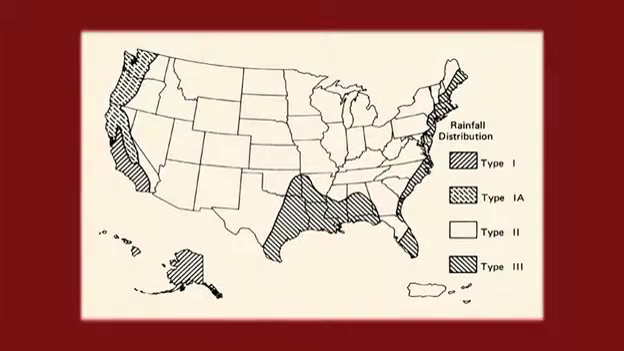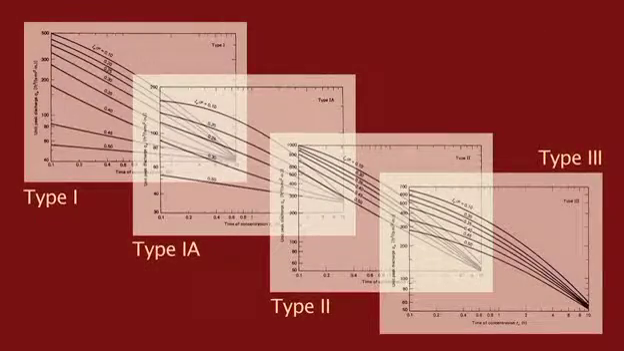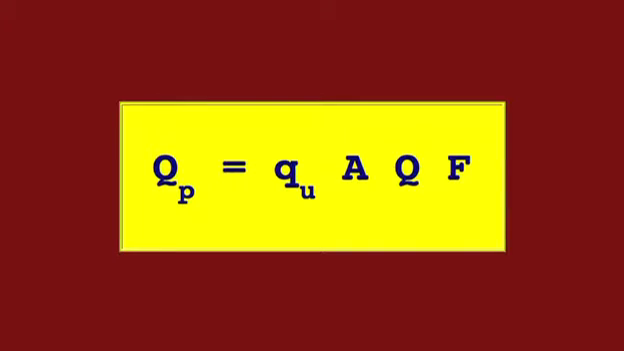8. Select a storm type based on the site's geographical location. 9. Based on the chosen storm type, enter one of 4 graphs to determine the unit width discharge based on time of concentration and ratio of initial abstraction to total rainfall. Use the formula for peak discharge to determine Q sub P.